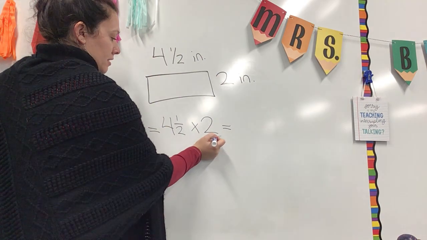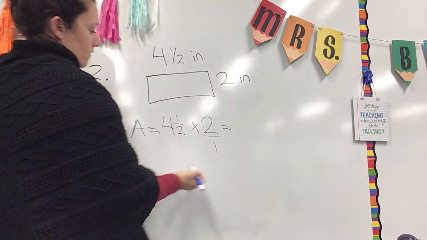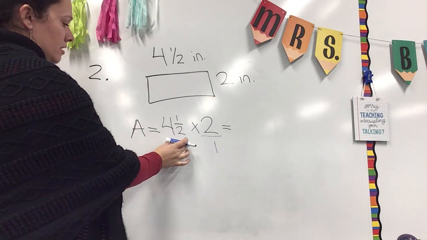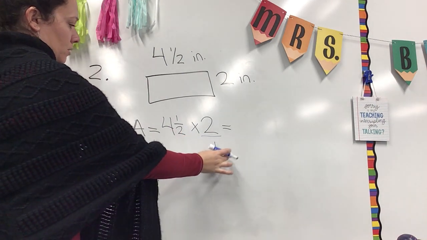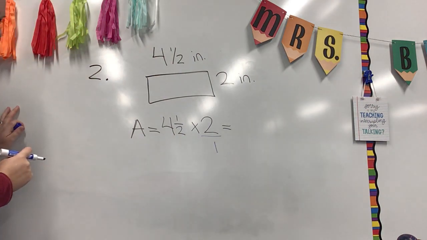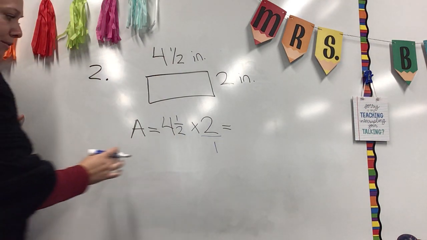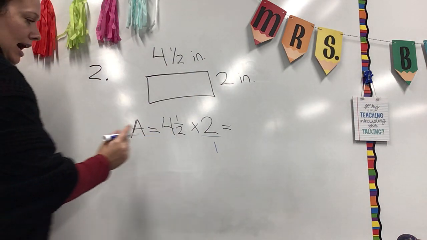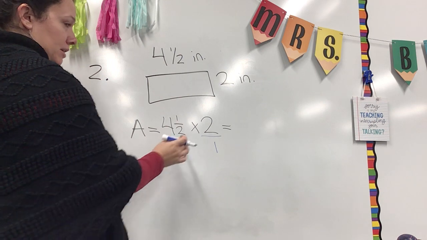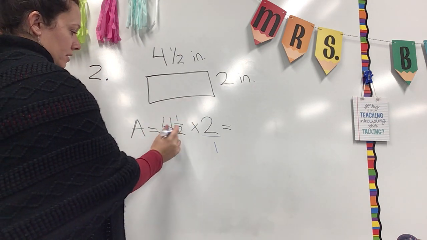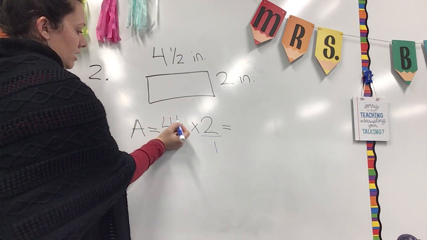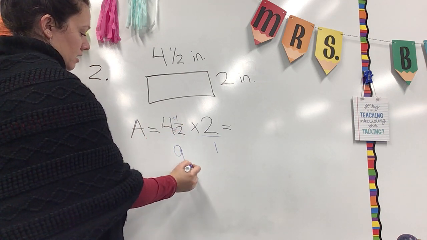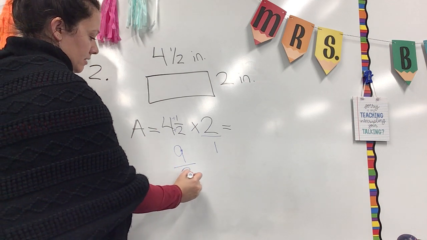Put a 1 under it. Very nice. Now over here, I have a mixed number with this fraction. This is a little advanced. I would make this mixed number into an improper fraction. How do I make this mixed number into an improper fraction, Sophia? 4 times 2 and then plus 1, which is 9, and my denominator stays the same.